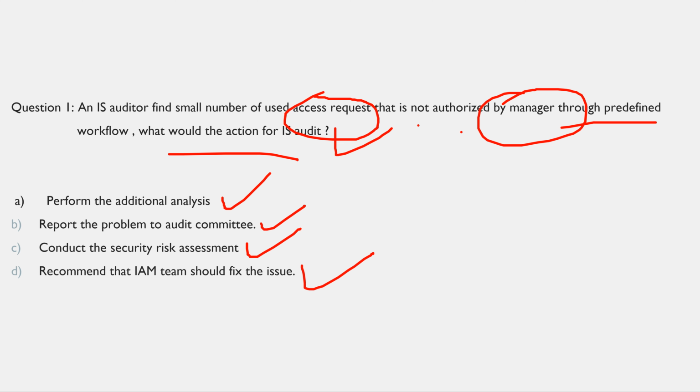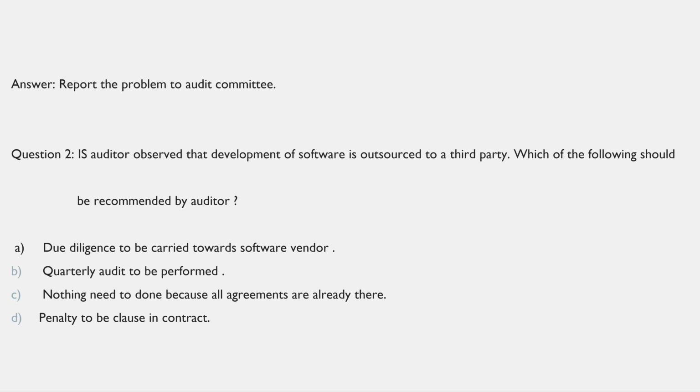So guys, I am moving to the correct answer, which is given in the next slide. If you need more time to give the answers, you can pause the video here. The correct answer is report the problem to the audit committee, because the role of the auditor is to identify the problem if there is an unusual workflow in the organization, right? His job is just to report it, not to rectify it. That's why the correct answer is to report the problem to the audit committee, whatever he identified as a mismatch in the workflow.